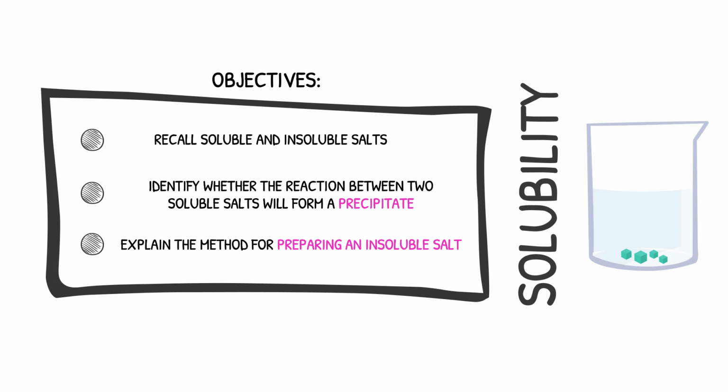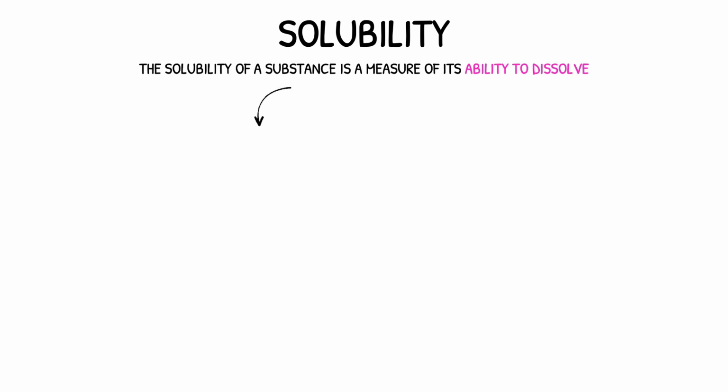So, let's go. The solubility of a substance is a measure of its ability to dissolve. A substance that is very soluble is described as having a high solubility, meaning it dissolves easily when added to a solvent, whereas a substance that isn't very soluble is described as having a low solubility, and therefore doesn't dissolve as easily when added to a solvent.